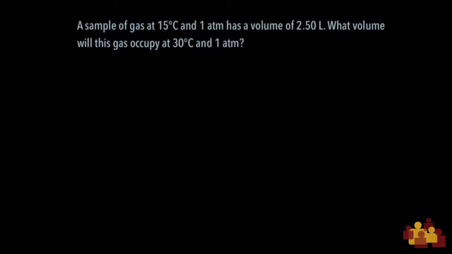Here's an example. A sample of gas at 15 degrees Celsius and 1 atmosphere has a volume of 2.5 liters. What volume will this gas occupy at 30 degrees Celsius and 1 atmosphere? In this problem, the pressure remains the same while the volume and the temperature change, so it must be a Charles's law question. Before I solve this, pause this video and try it on your own using our Charles's law equation. V1 over T1 equals V2 over T2.